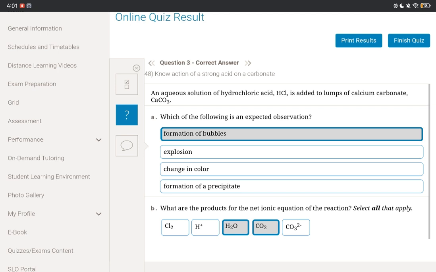An aqueous solution of hydrochloric acid is added to lumps of calcium carbonate. If you guys remember, a metal carbonate plus an acid gives you three things. It gives you a salt, it gives you water, and it gives you CO2. When you get a gas, you're gonna expect bubbles, which is why you pick this one.